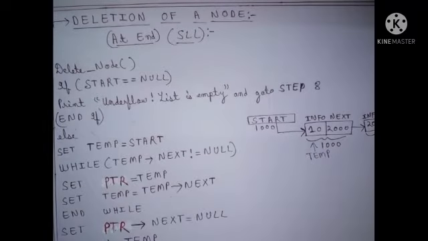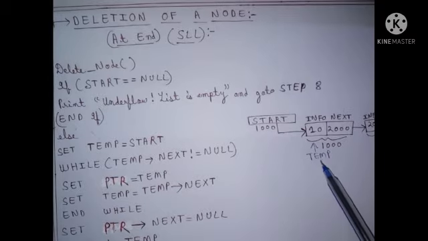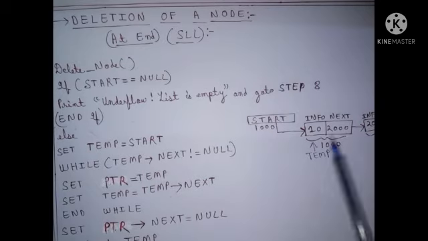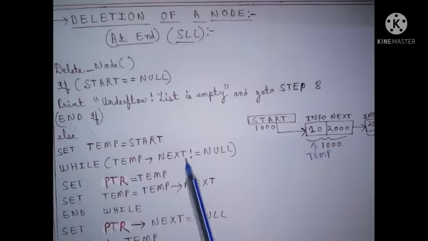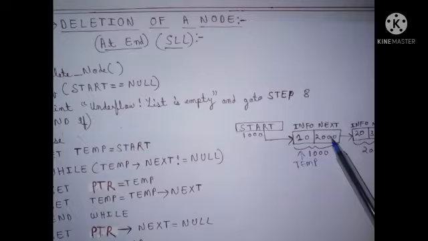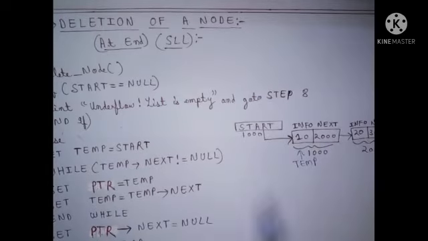Why are we setting this temp pointer? Because now we have to delete from the end of our single linked list. That's why we need one pointer which will traverse the entire list. It will go up to the end of the single linked list. Then we will use the while loop so that it will traverse the entire list. In the while loop we are using temp next not equals null. It will check whether the next part is null or not. So now this condition is true.